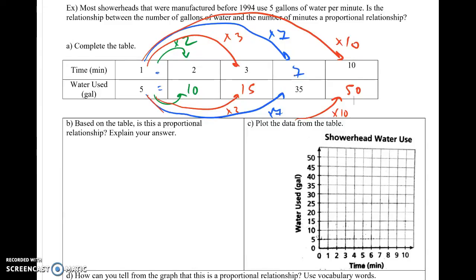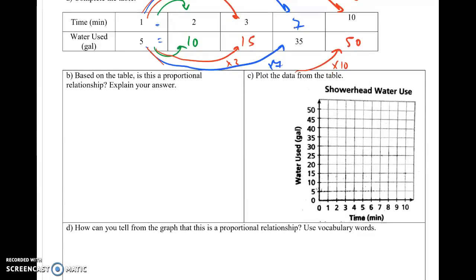Alright, part B. Based on the table, is this a proportional relationship? Explain your answer. Now if you remember from the notes above, in order for this to be a proportional relationship, we have to have that all y over x are equal. If they're equal, then that number is the constant of proportionality. So let's test this out.